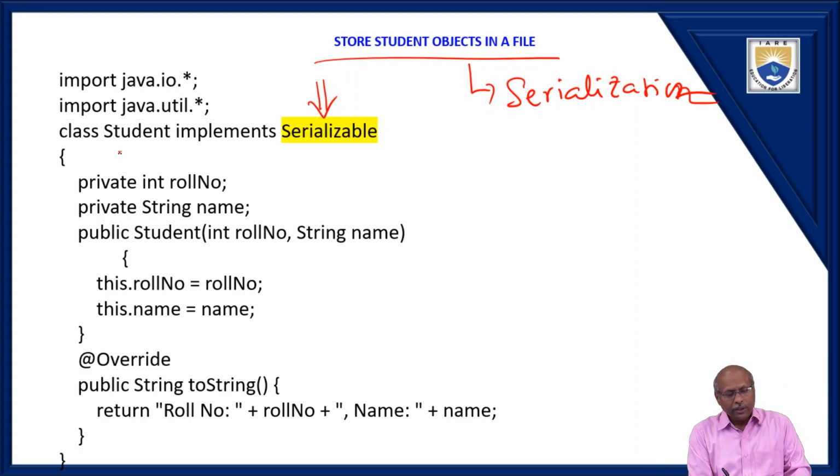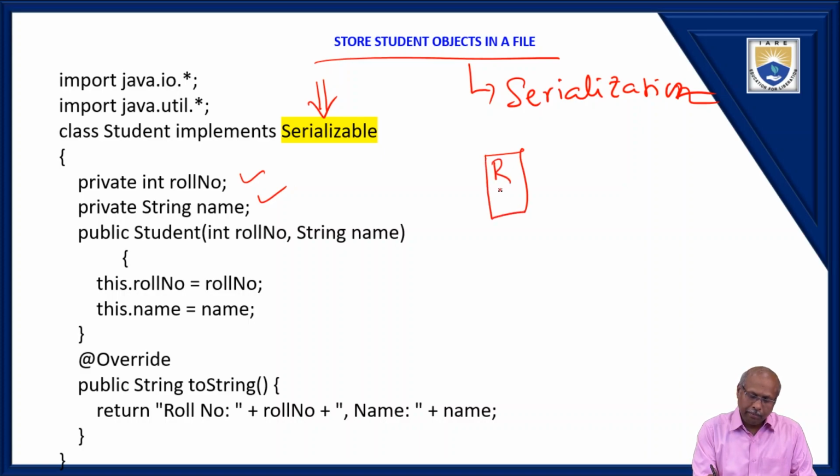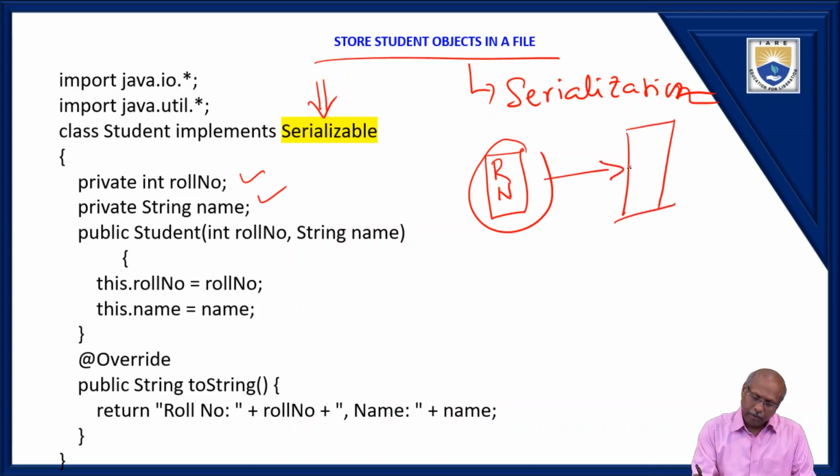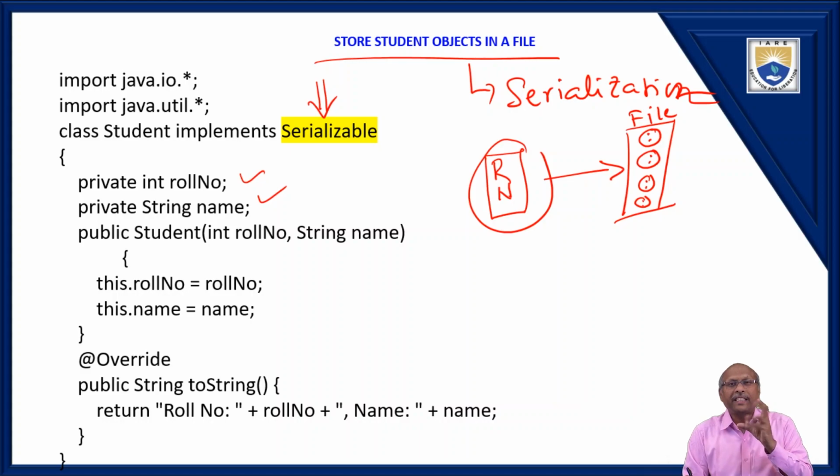Assume my goal is to store student data, roll number and name. I want to create an object with roll number and name, and store this object into a file. This is my file. This object you have to store. First object, second object, third object, fourth, like this. In each object, roll number, name. Roll number, name. Roll number, name. So that means you want to keep the complete state of the object in a file. So define roll number and define name.